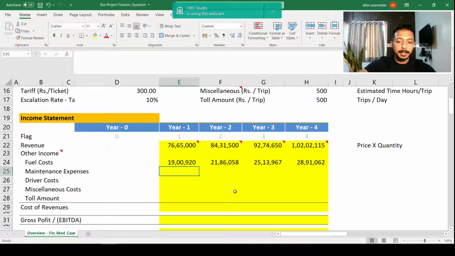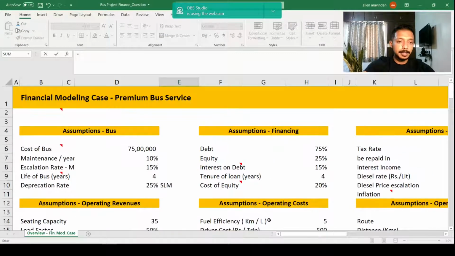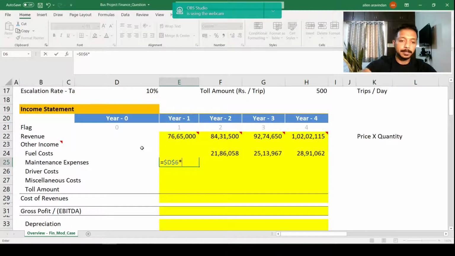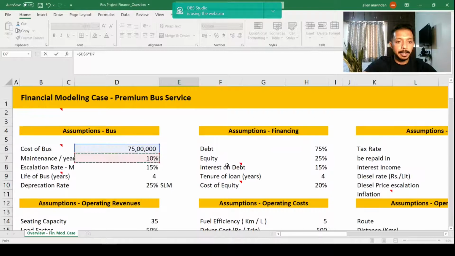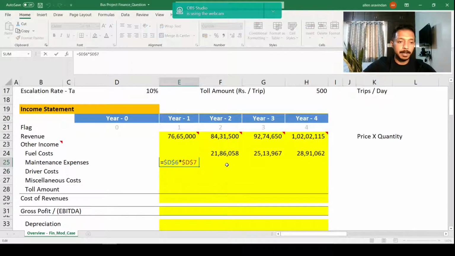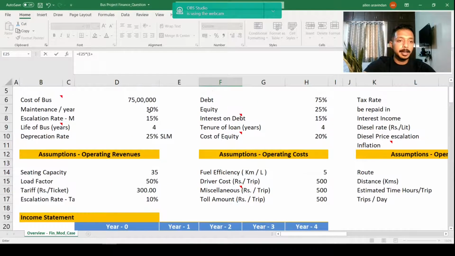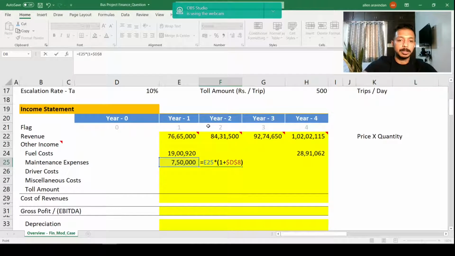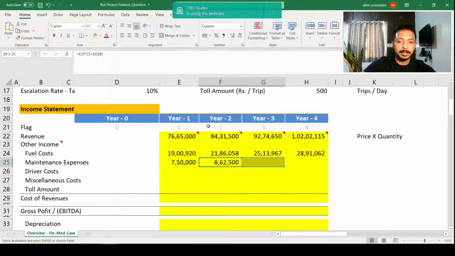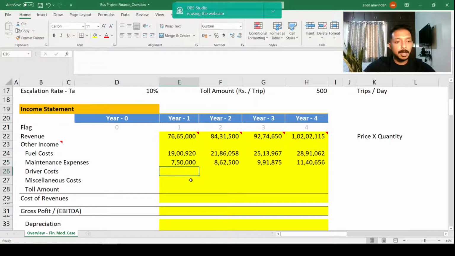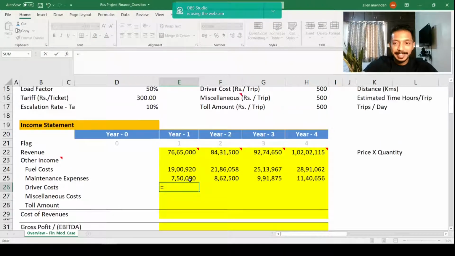Now, maintenance expenses is a percentage of the bus cost itself. So it's 75 lakhs multiplied by 10% out there, right? So 7,50,000. And there's an escalation rate for maintenance expense. So 7,50,000 increases by about 15%, which is the assumption we've taken, right? So 8,62,000 all the way up to 11,40,656 rupees, right? So we have the maintenance expenses. Now we get into the cost of the person who's going to drive this bus, right?